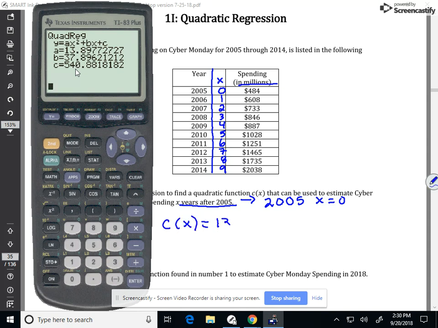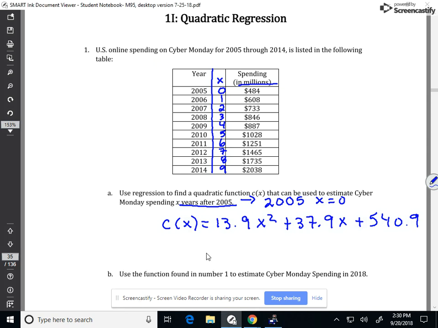equals 13.9x squared plus 37.9x plus 540.9. Okay, so how do we use this?